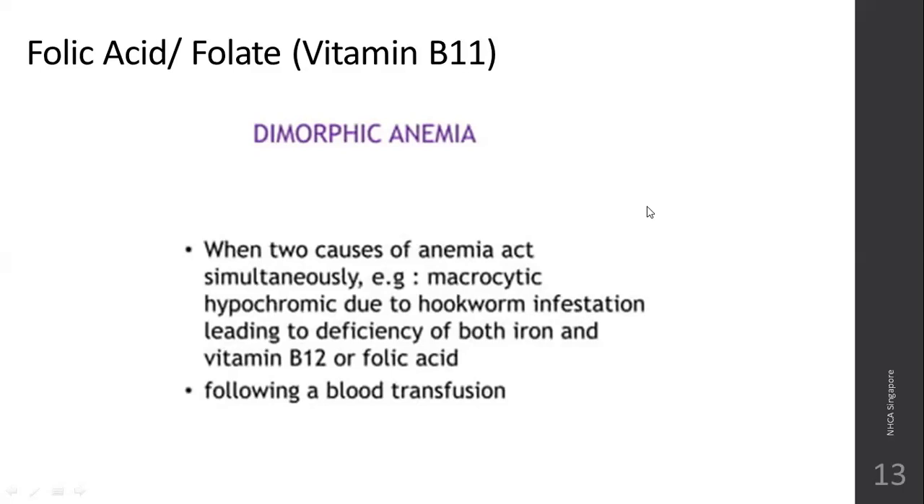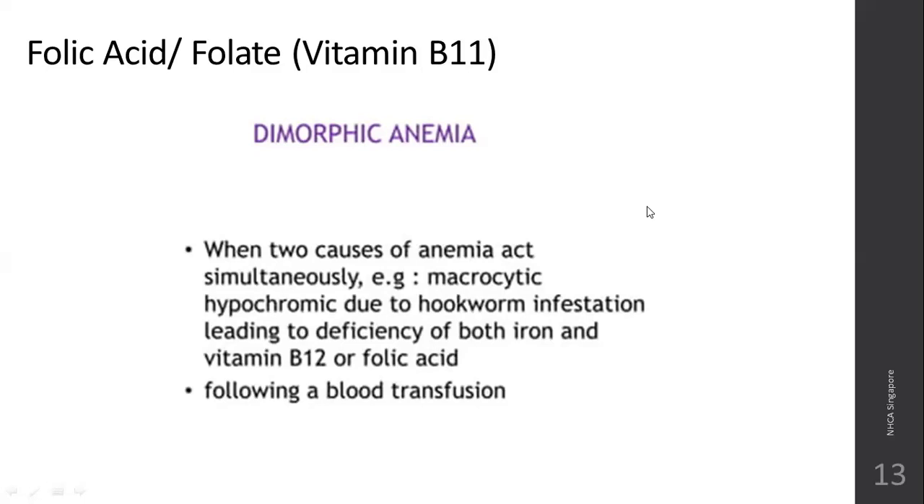So bigger in size and lighter in color. So dimorphic RBC, red blood cells, are seen in the person who has dimorphic anemia. Okay, and usually it can happen due to hookworm infestation also. So hookworm infestation is very common in children.